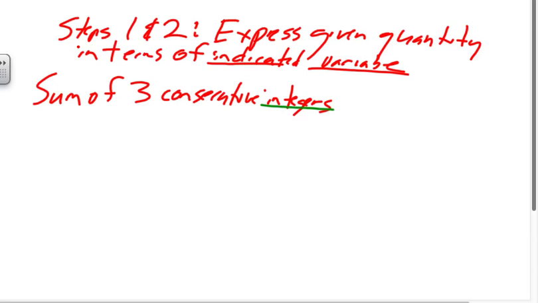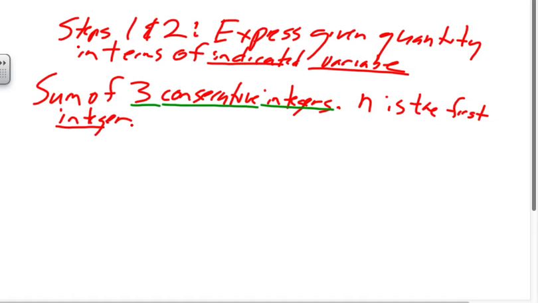Right off the bat, I can see some crucial little facts here. N is the first integer. Okay, so this right here, sum, is what we're trying to solve for. N is a little variable we've got that we're going to try to plug back in. Okay, so here's what we're going to do.